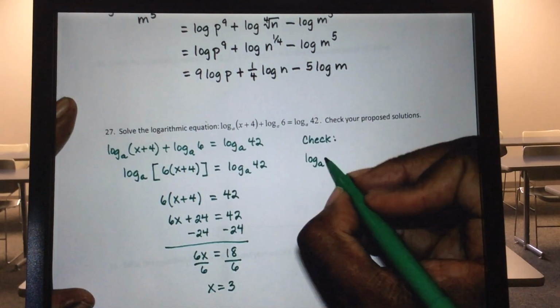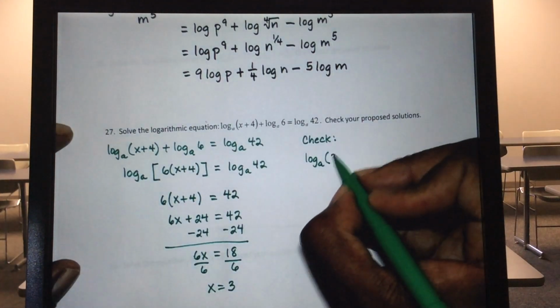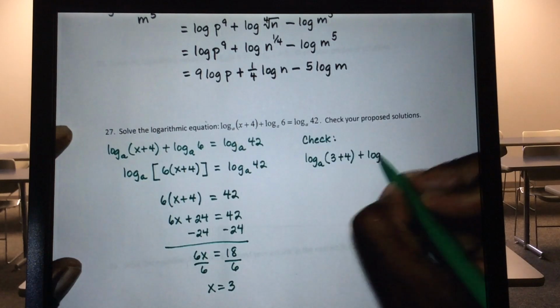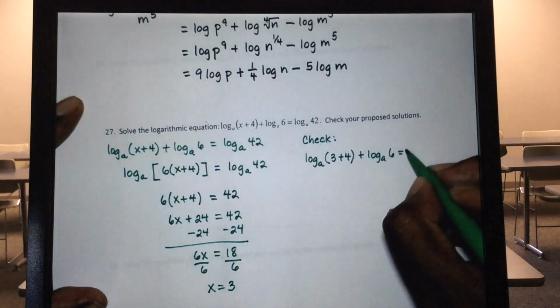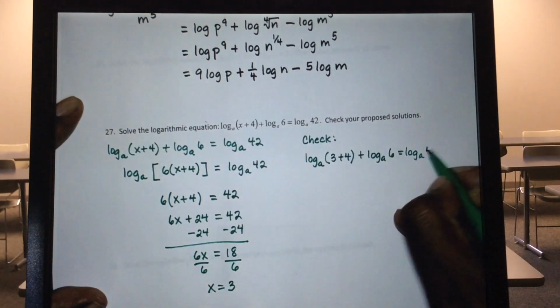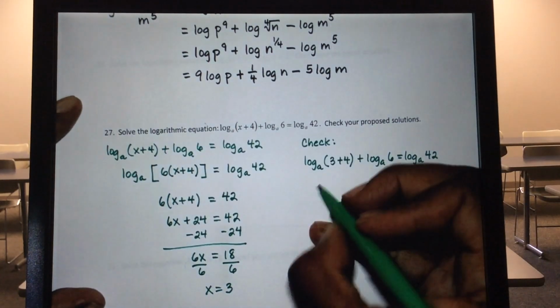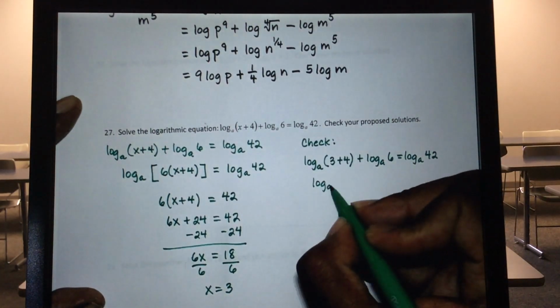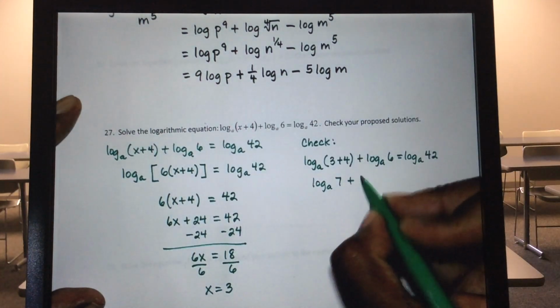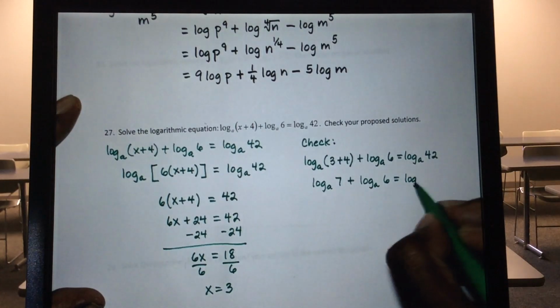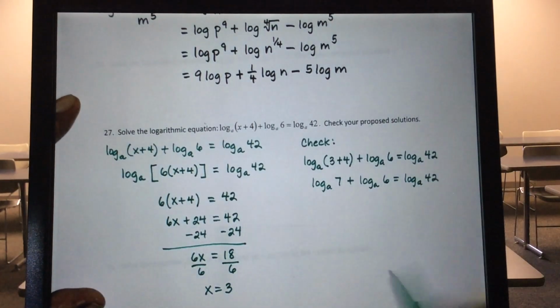Log to the base a, replace the x with 3, so it'll be 3 plus 4, plus log to the base a of 6, equaling to log to the base a of 42. Now 3 plus 4 is 7, so log to the base a of 7 plus log to the base a of 6 equal log to the base a of 42.